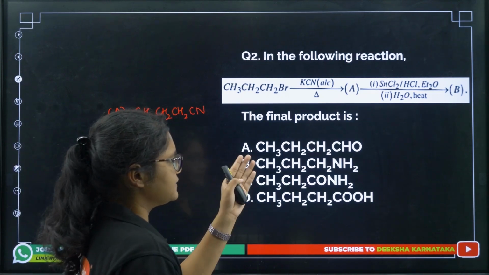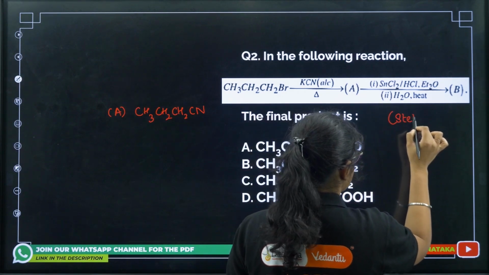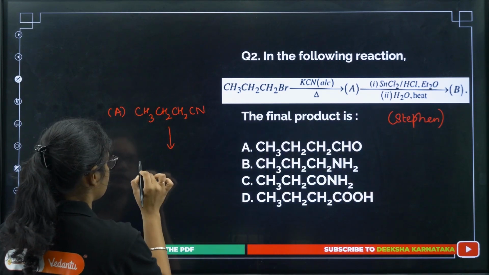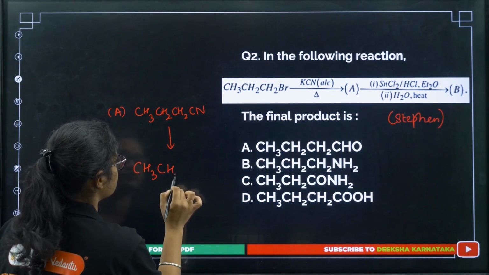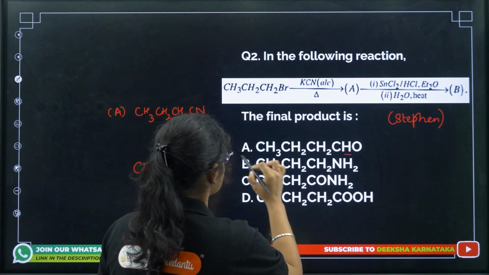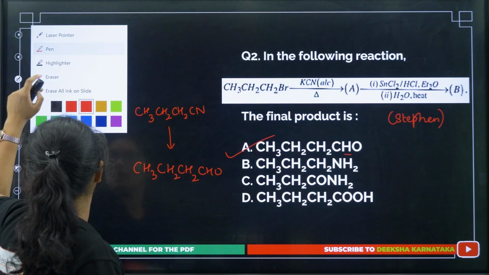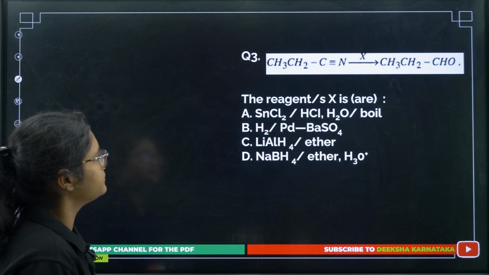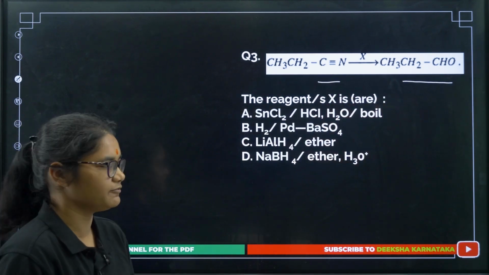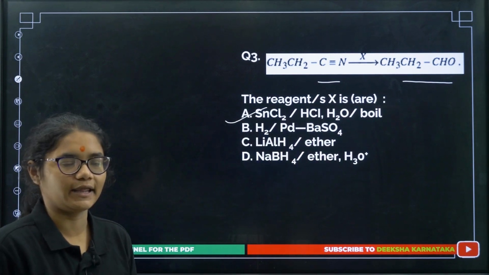After that, if you treat it with SnCl2, HCl and water, if you remember, this is a name reaction, that is your Stephen reduction. In that case, we will get CH3CH2CH2CHO, that is butanal. So the correct answer for this question will be option number A. Direct name reaction questions have been asked here. Okay, next, you have CN and then it is getting converted to CHO. Again, this is the same Stephen reduction, SnCl2, HCl, water, and then boil. So the correct answer is option number A.